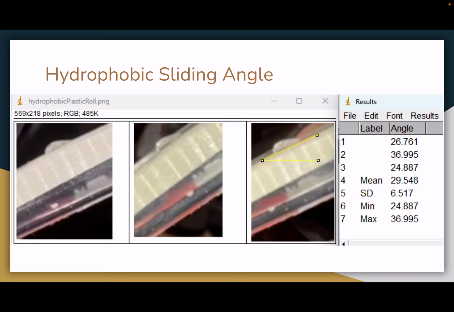The applications of this are that hydrophobic surfaces are used for waterproof coatings, self-cleaning surfaces, and rain-resistant materials, while hydrophilic materials are used for absorbent materials, coatings that spread liquids evenly, and biomedical applications. This is the end of the project that we did for the water contact angle. Thank you.